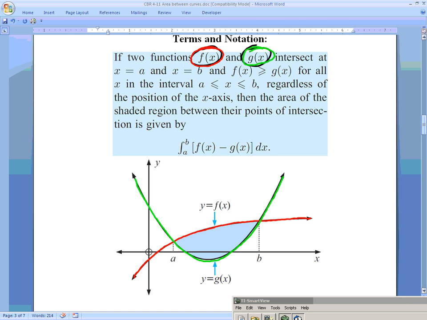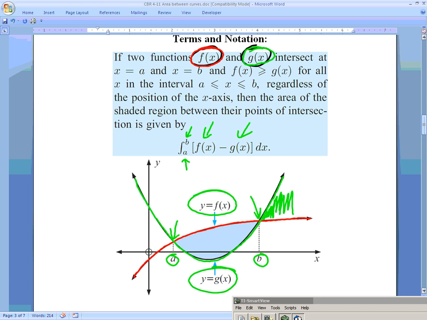They actually enclose several shaded regions, to be completely honest. There's another shaded region, or we could make another shaded region over here as well. But if I want to find just this enclosed region, I simply need to know the x values where they intersect. I also need to make sure that the function that is on top goes first, and the function that is on the bottom goes second in my formula. And then again, just like before, we have an interval from a to b. We can see our intervals a and b there.